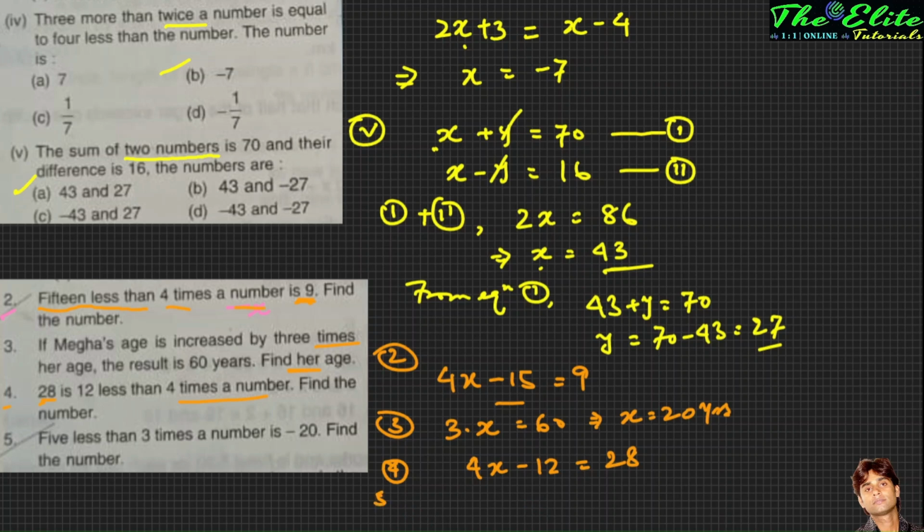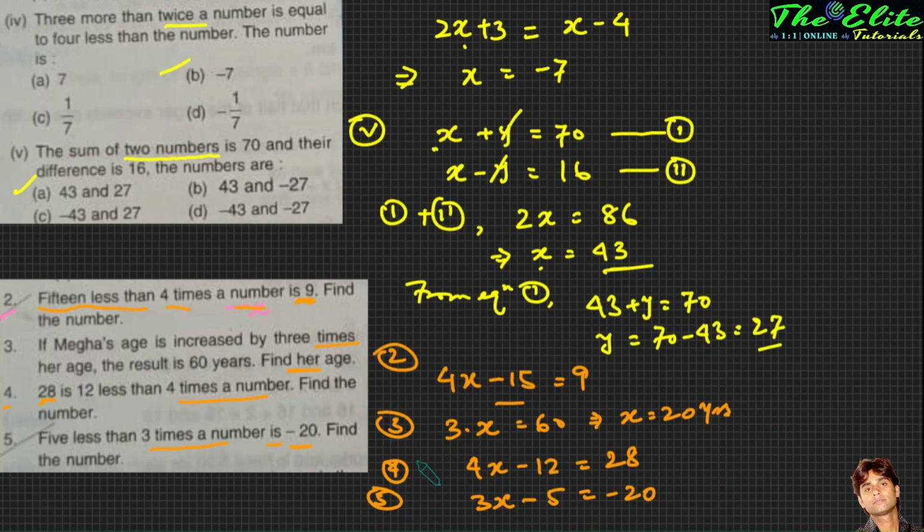Clear? Now question number 5. 5 less than 3 times a number. Again, 3 times a number means 3 times x. Because you have to write in detail, you will write let the number be x. 3 times a number is 3x. 5 less than that is 3x minus 5, which is equal to minus 20. You will write minus 20, and now you can solve for the value of x. I hope you can understand.